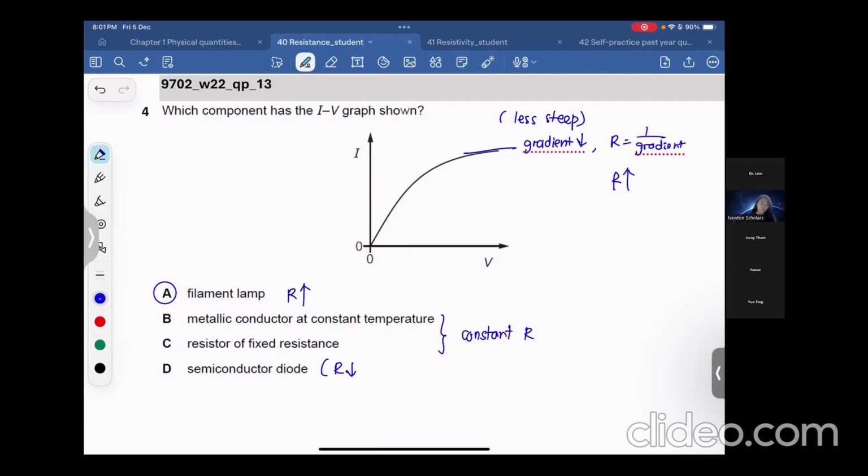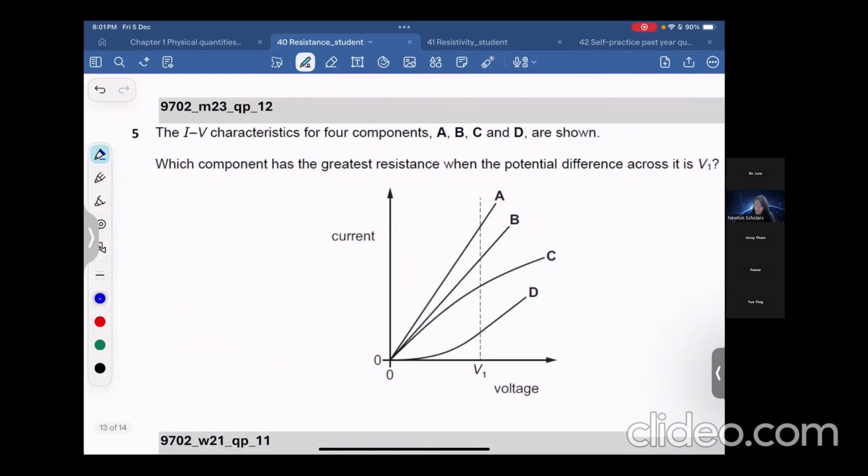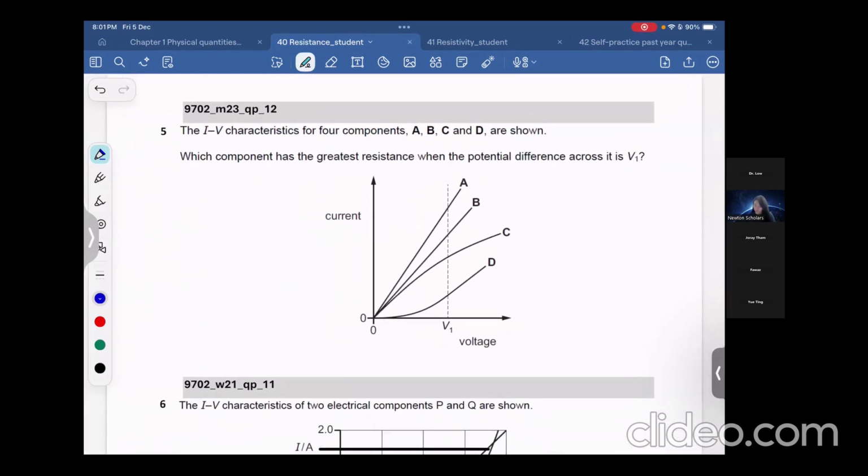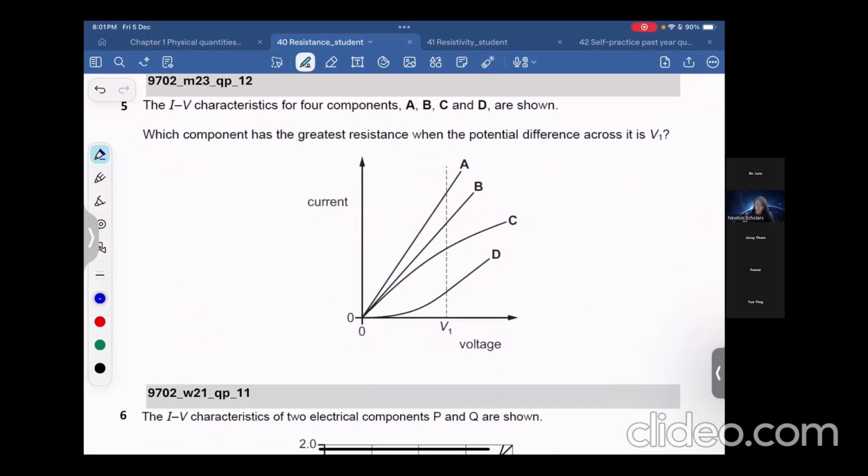Okay, then we go to the next page here, number 5. Okay, this is page number 13. Try and then tell me which of A, B, C, D has the greatest resistance? Wesley, correct, good job. Fatima, no.